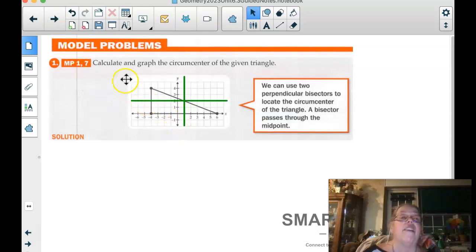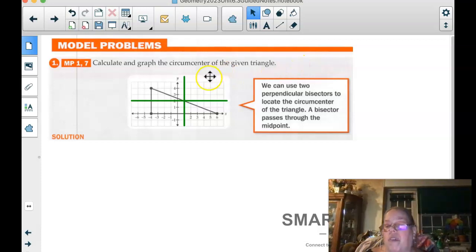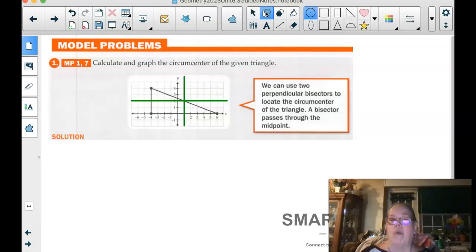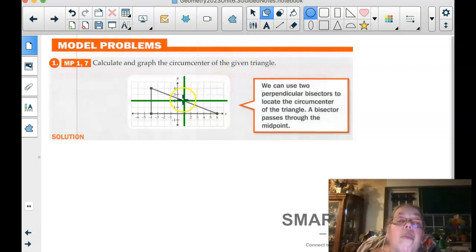Okay, so now look what I did with this one. Calculate and graph the circumcenter of the given triangle. This one was a horizontal and a vertical line, so I just counted and figured out the midpoint, and the midpoint of the third side is going to go through there anyway. Okay, so this is the circumcenter, and again, I'm going to show you the circle. It's the center of the circle that I can draw around the triangle, and all three vertices are going to touch the circle. Of course, not necessarily how I draw, but you know.